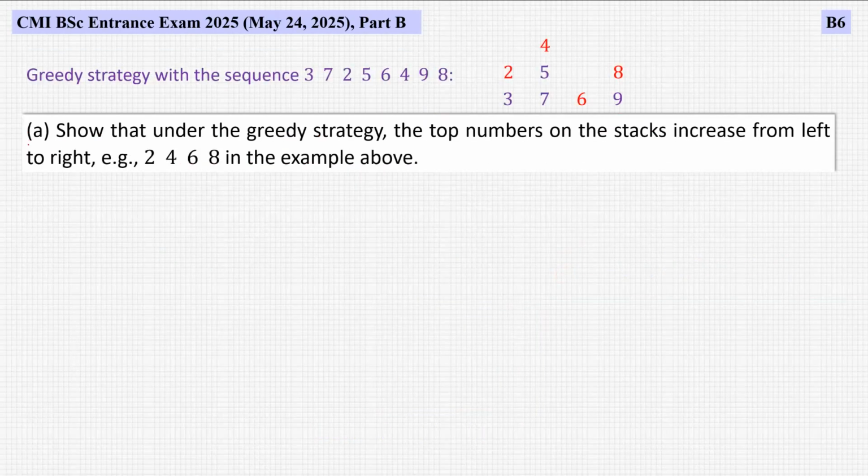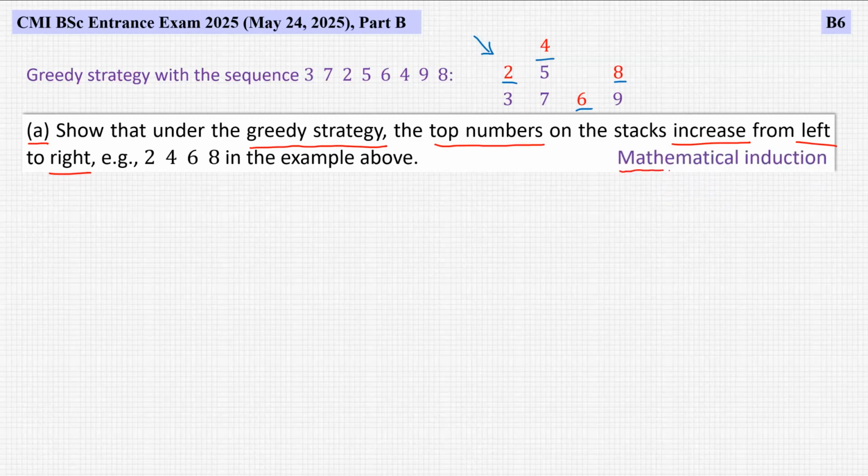Here's our first problem, A. Show that under the greedy strategy, the top numbers on the stacks increase from left to right. For example, in the previous case we just examined, the top numbers are 2, 4, 6, 8, hence they are in increasing order. We will use mathematical induction for a proof. That is, given the sequence A1, A2, A3, up to AN, we are going to focus on how the entry A(k+1) affects the stack when the stack of k numbers is already given.